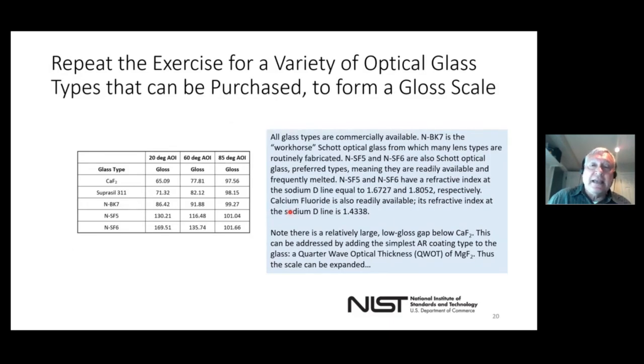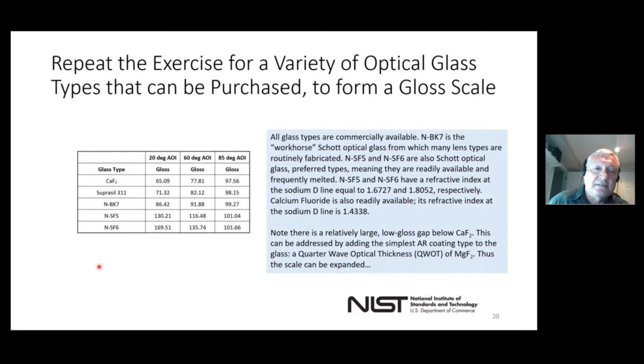So to form a gloss scale, I'm going to repeat the exercise for a variety of optical glass types. To reduce the cost, choose only readily available optical glass types and limit those to what are called preferred types, as designated in vendor catalogs. So what is preferred? Preferred implies that the glass is frequently melted and readily available and presumably less expensive.